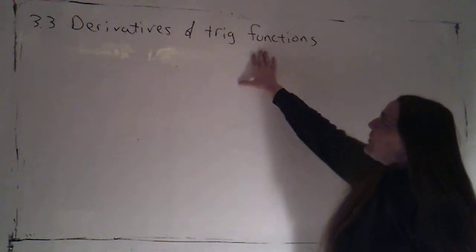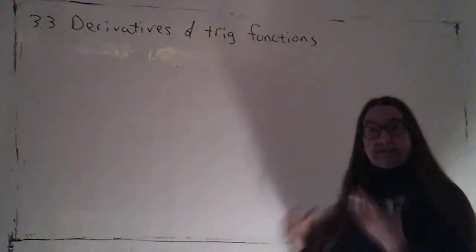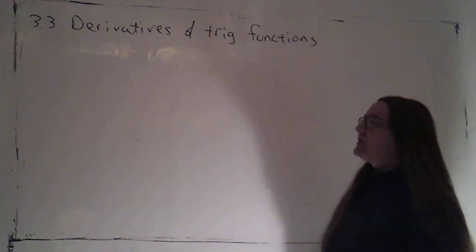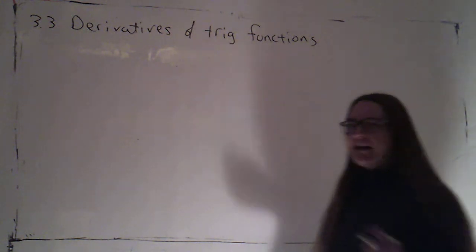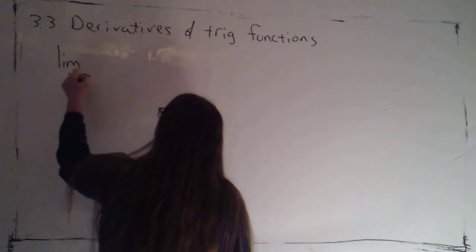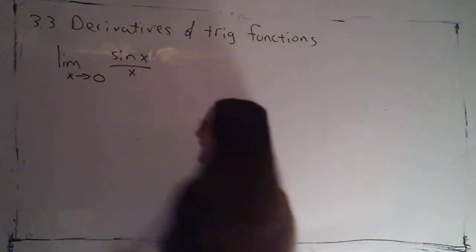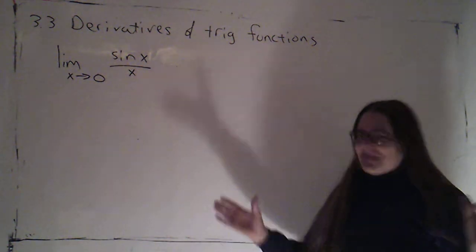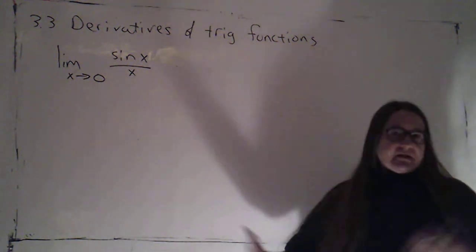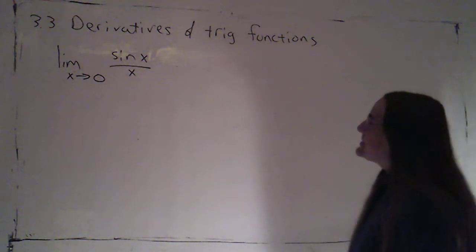As we evaluate the limits that are going to show up when we try to find the derivatives of sine and cosine, which are the two that we're going to start with, there are a couple of limits we're going to need to know. The first of these is the limit as x goes to 0 of sine x over x. Now, it's not obvious at this point why that's going to be relevant. I'm just telling you that it will be relevant. We are going to want to know this.